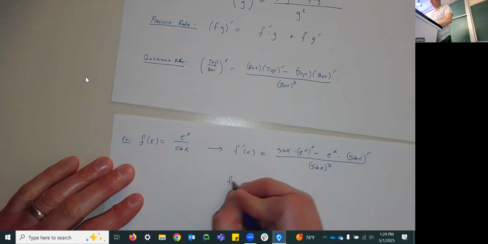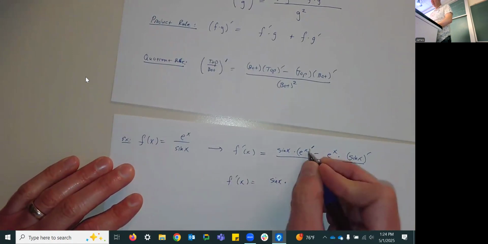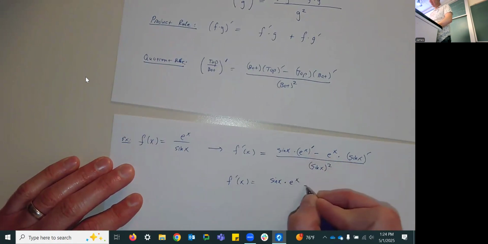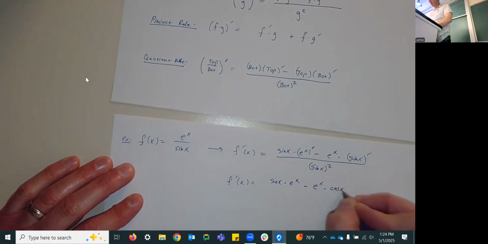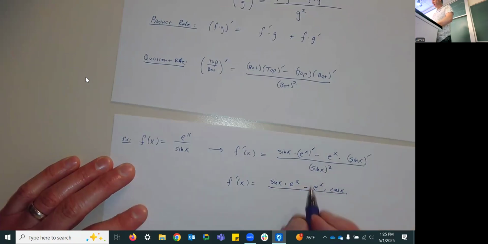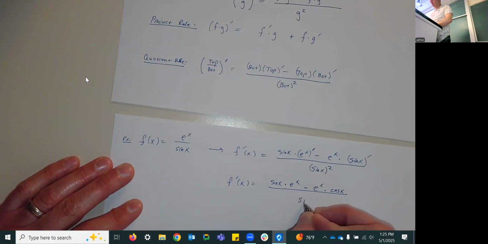So our derivative is actually going to be sine of x times the derivative of e to the x, which is e to the x, minus e to the x times the derivative of sine of x, which is cosine of x, divided by, you can either write it as sine of x parentheses squared, or you can use the abbreviated notation sine squared of x.